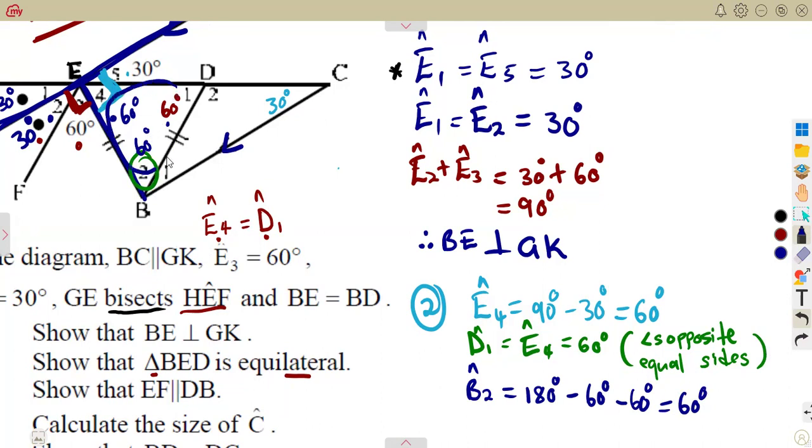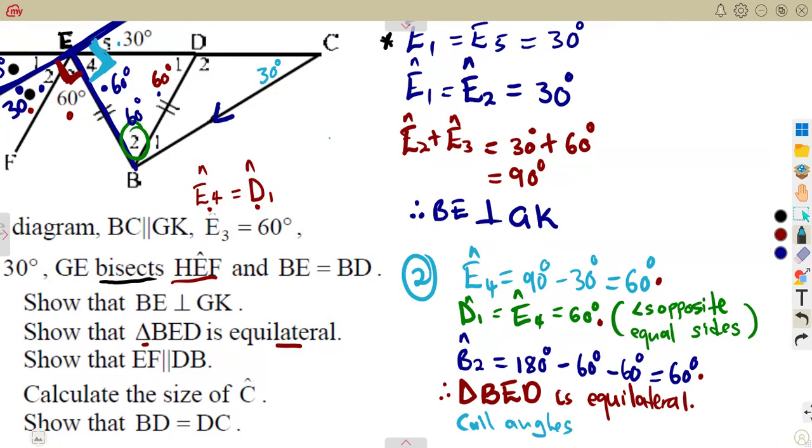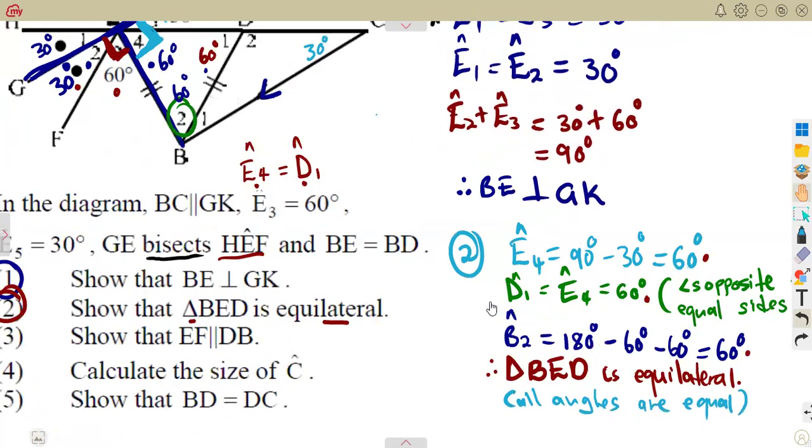So as we can see, all the angles inside this triangle are equal. So in this case, we can conclude to say, therefore, triangle BED is equilateral. That is the whole idea there. All of these angles are equal. All interior angles are equal. We are using the angles there.